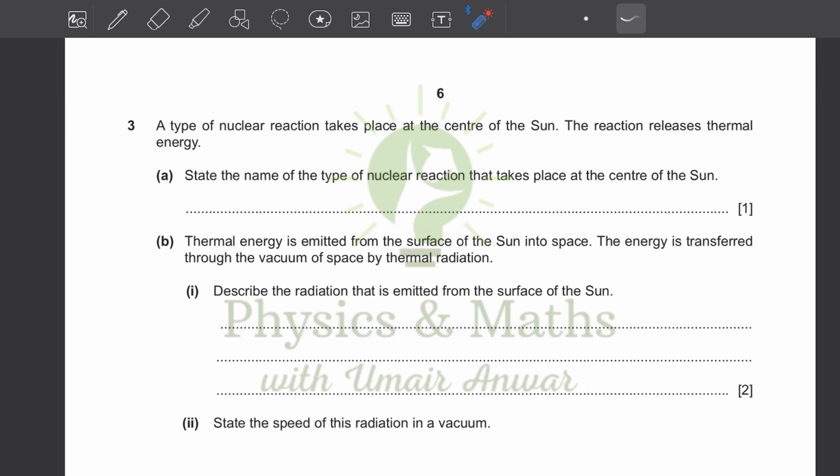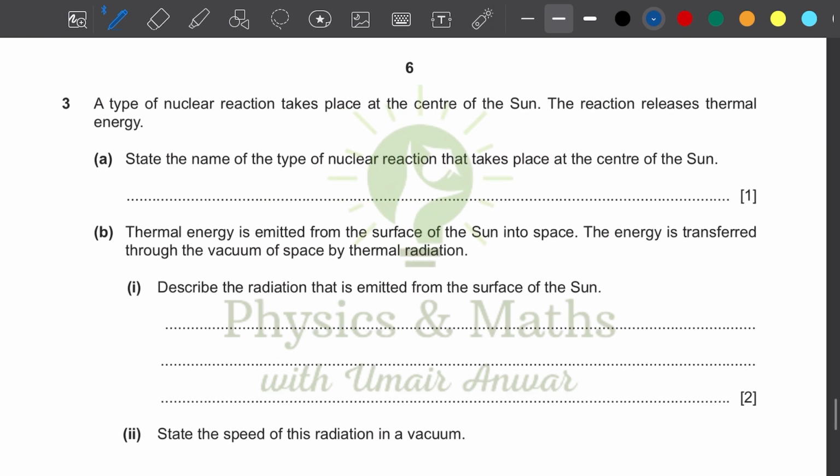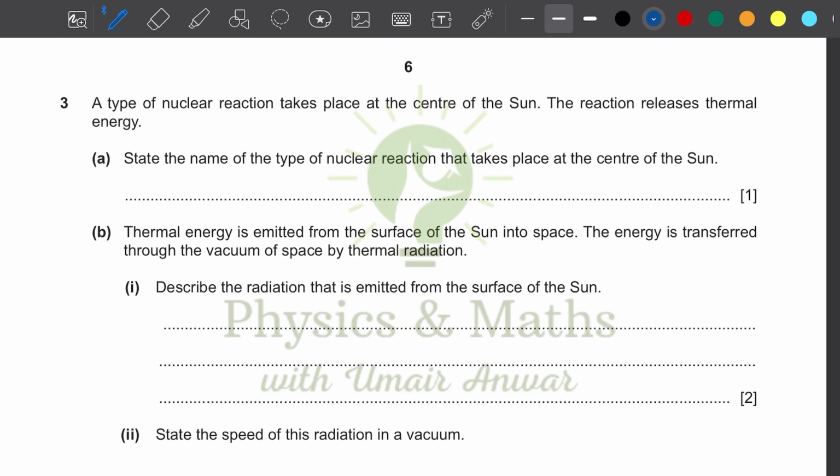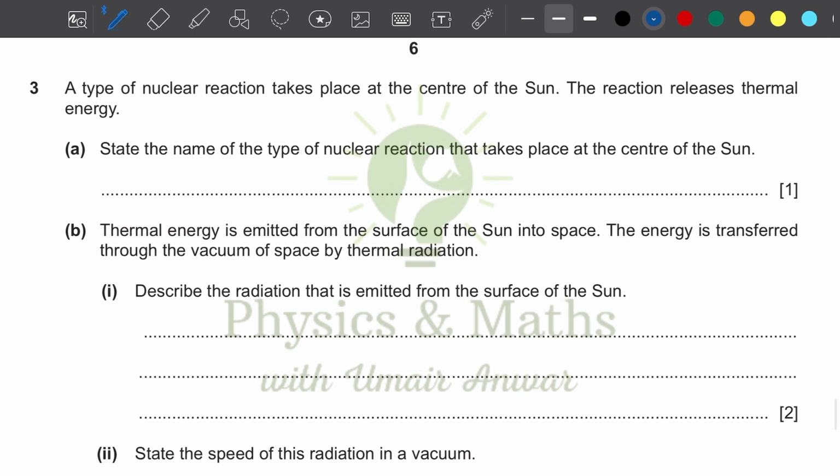Welcome to this tutorial. I'm solving question number 3 of paper 2-1 October-November exam series of 2021. The question says a type of nuclear reaction takes place at the center of the sun. The reaction releases thermal energy. State the name of the type of nuclear reaction that takes place at the center of the sun. So at the center of the sun, we know that the reaction that is taking place is nuclear fusion.